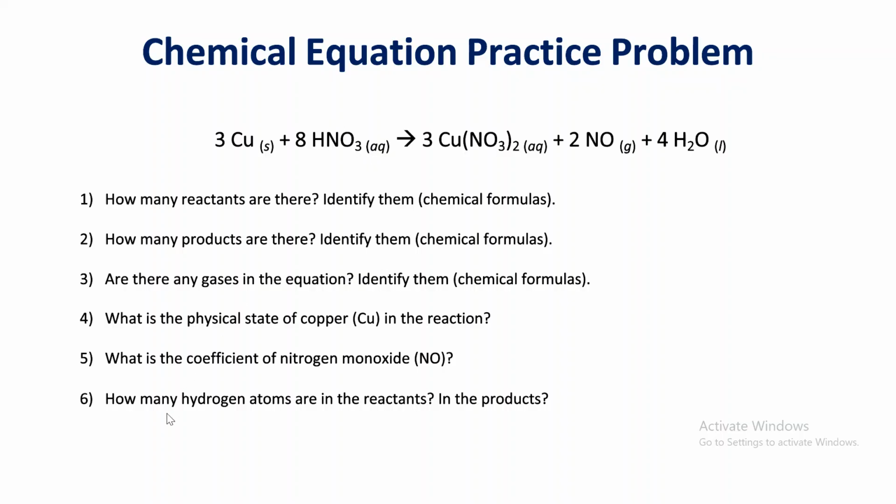Number 6, how many hydrogen atoms are in the reactant? So let's go to the H. So in HNO3, what's the subscript for H? Nothing is written, so we assume it to be, very good, 1. And what we do, we multiply the coefficient by the subscript. So 8 times 1 is 8. So we have 8 hydrogen atoms on the left. And if we look on the product side, the 2 under H is the subscript, and the coefficient is 4. 2 times 4 is also 8. So this shows us that we have 8 hydrogens on the left and also 8 hydrogens on the right.